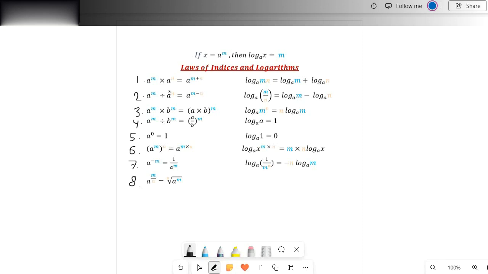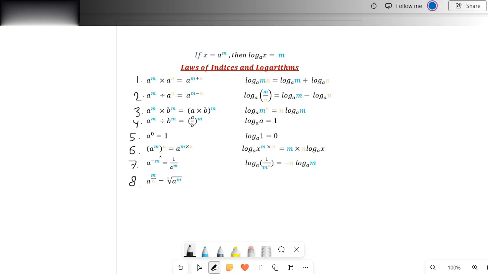logarithms. For the first rule of indices, we have a to the power m multiplied with a to the power n is equal to a to the power m plus n. For the second one, we have a to the power m divided by a to the power n, which is equivalent to a to the power m minus n.